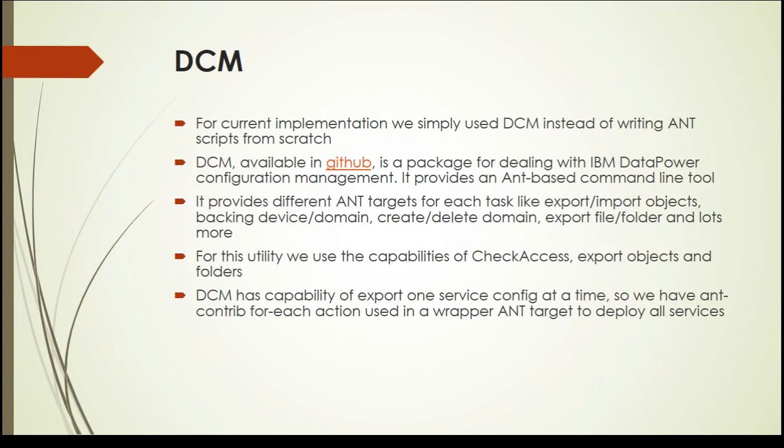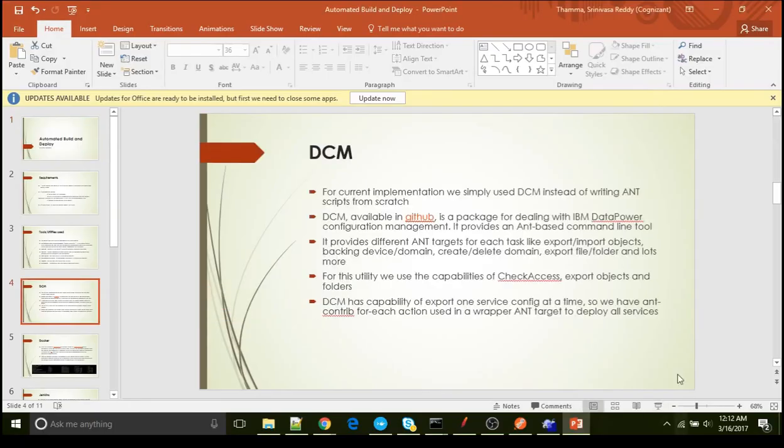Okay, so only one update that I have done to that utility. I have used DCM as it is mostly. I have not modified anything, but I have used a package called ant contrib, which is a package for Ant, and it provides an action called for each action, which I use to loop and import all services. Otherwise, DCM has the capability to export one single service, but I need all services to be installed the moment Jenkins starts deploying. So for that, I have used the for each action. That's the only thing that I have done. Other than that, I used it as it is.